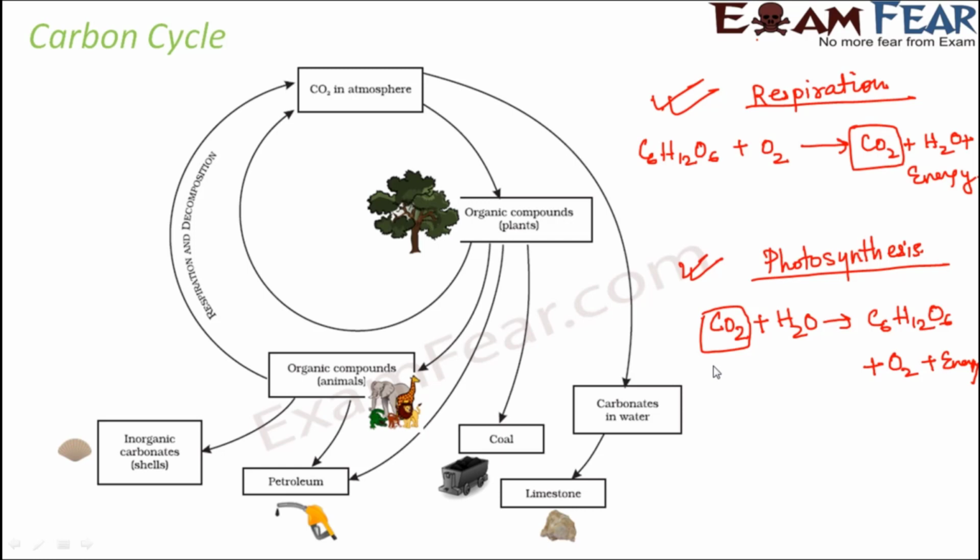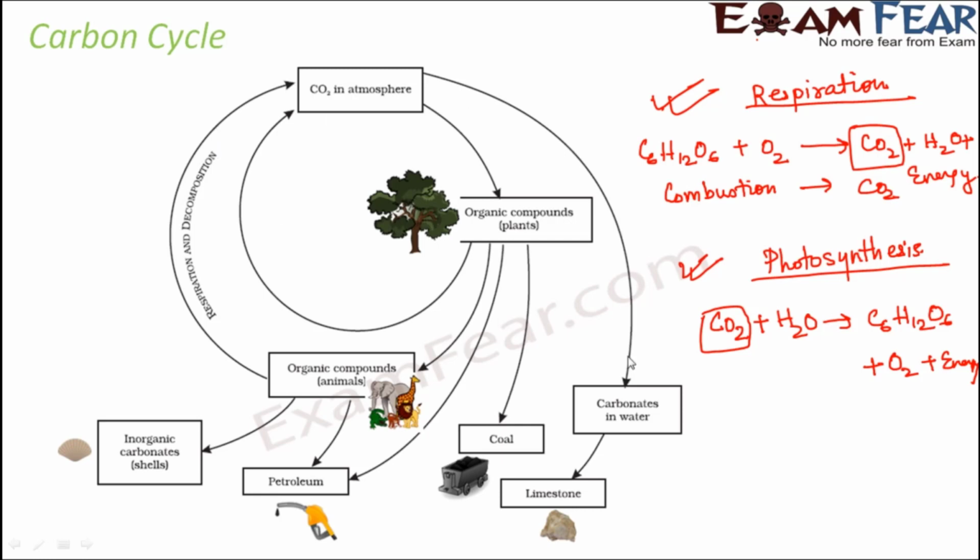Now there are a few other processes also. For example, combustion is one such process when we burn objects. Objects when burnt need oxygen, because oxygen is needed for burning. And as a result of this process, carbon dioxide is again released to the atmosphere. So combustion is another process in which carbon dioxide is added to the atmosphere.